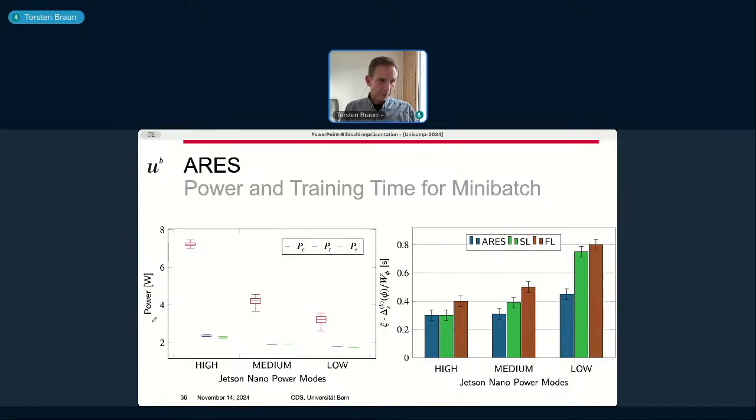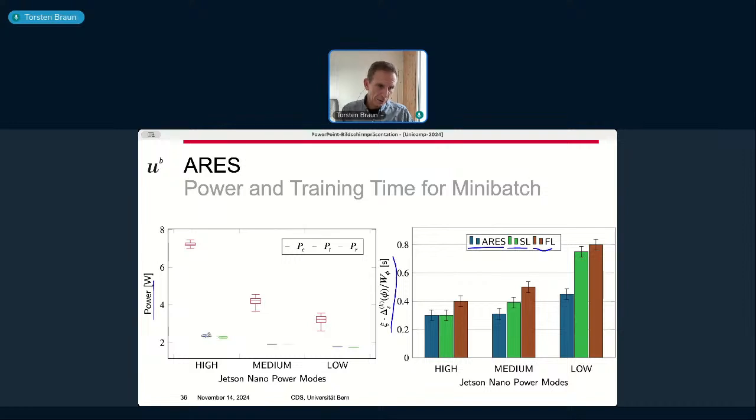Okay, here again some results. Now we compare our approach, which was called RS, with standard split learning and the federated learning approach. Here, dependent on the power modes we could use for Jetson Nano, we have the overall training time and the power use, and in particular we see that our approach performed quite well considering the training time, but also the energy.